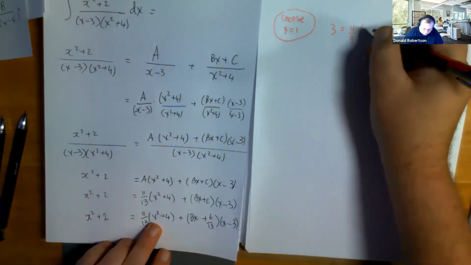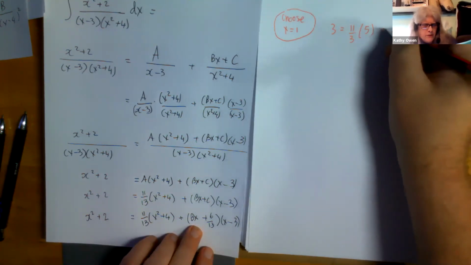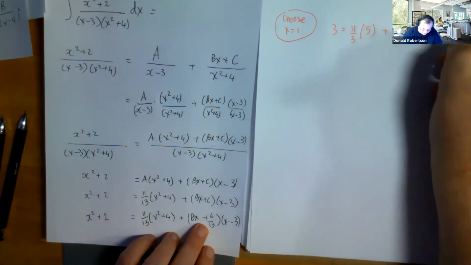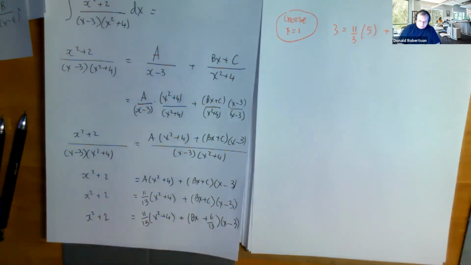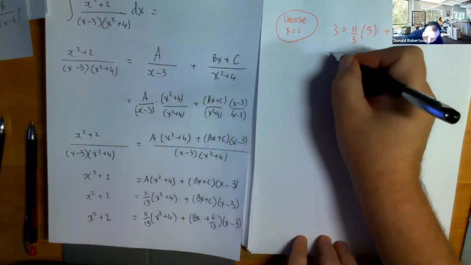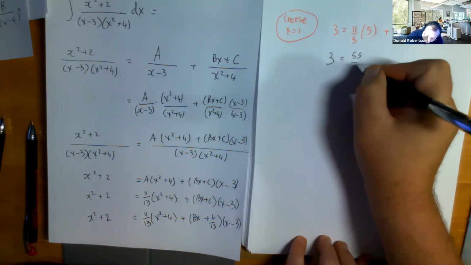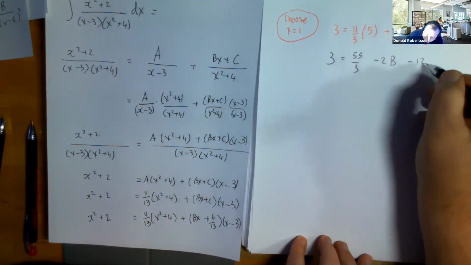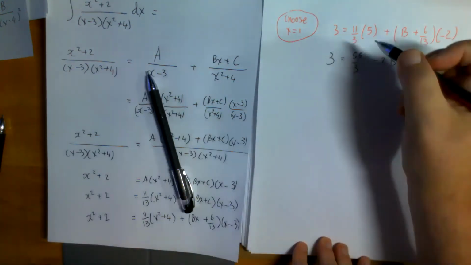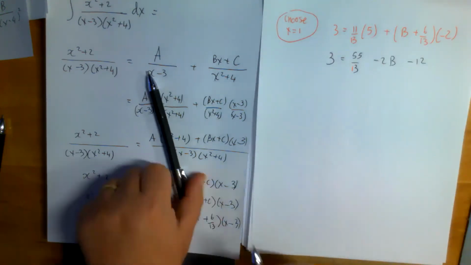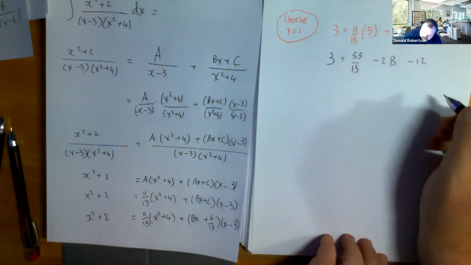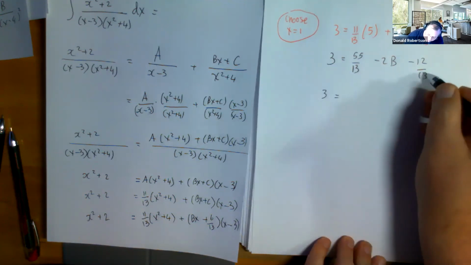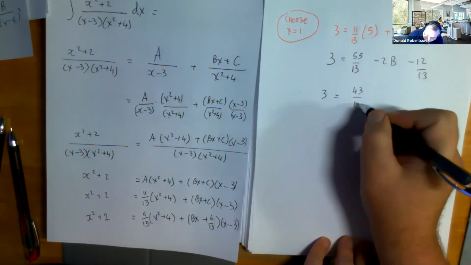11 thirds, 1 squared, that's 5. Plus b times 1 is b, plus 6/13 times -2. (55 thirds), -2b, negative. I think that's 55/13. Yeah. And 12/13. I guess I should combine these a little bit. Is that 43/13?